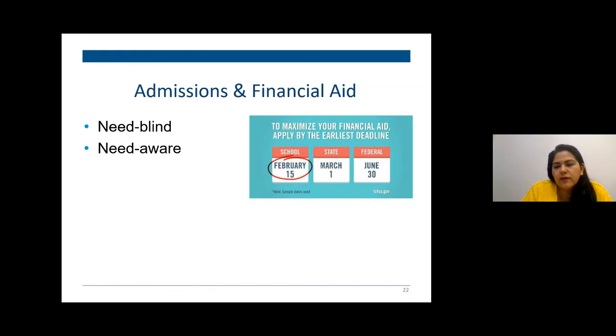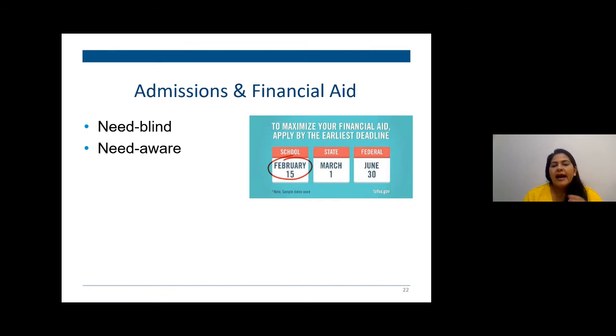I want you all, parents, to know that there are institutions that utilize financial need as part of their admissions process. As you are considering colleges, two questions you could ask a college, or find out on their website, is whether a college is need blind or need aware. A college that is need blind, for admissions purposes only, does not factor in the family's ability to pay for college when deciding who gets in and who doesn't get in.